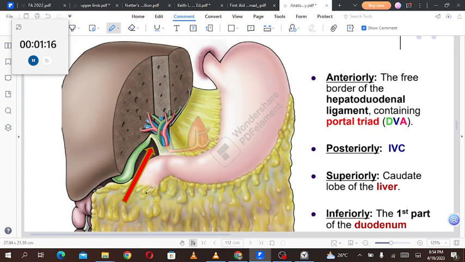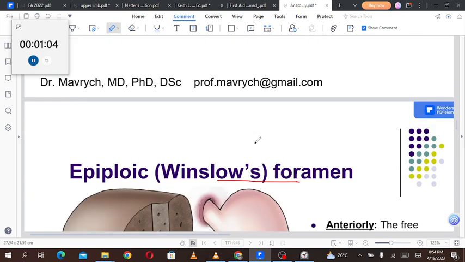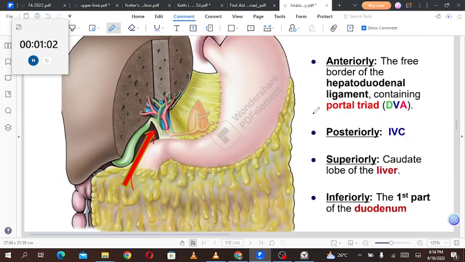What is that? There is a foramen just adjacent to the hepatoduodenal ligament. Here you can see this foramen. The arrow is showing the epiploic foramen. So the epiploic or Winslow foramen: anteriorly, the free border of the hepatoduodenal ligament contains the portal triad, that is duct, vein, and artery. So the bile duct, the portal vein, and the hepatic artery.